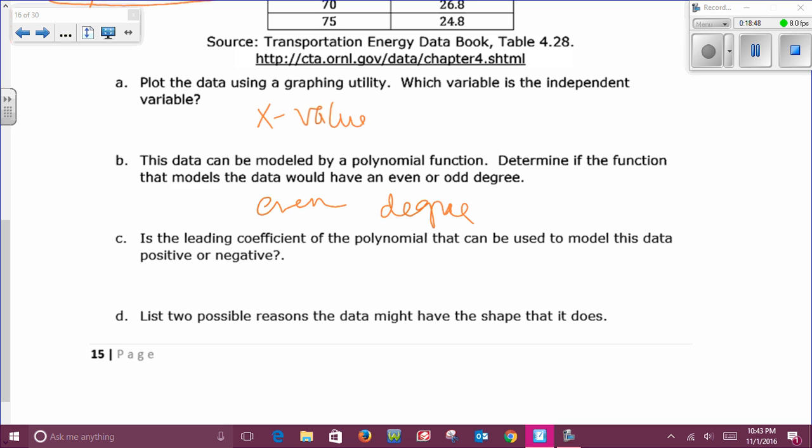Is the leading coefficient of the polynomial that can be used to model this data positive or negative? Well, we know when we get positives, they all open upward. But if we have a negative one, it opens downward. If you remember from graphing a parabola, if it's positive x squared, it opens up. If it's a negative x squared, it opens down.